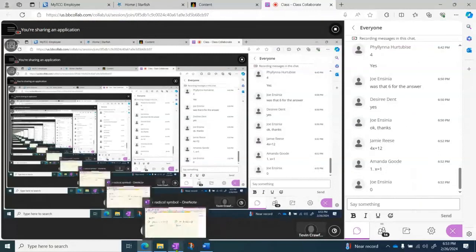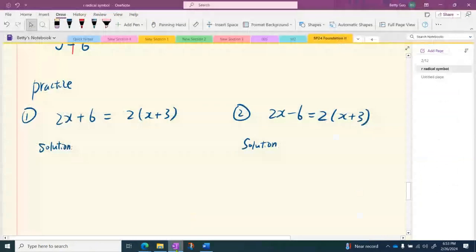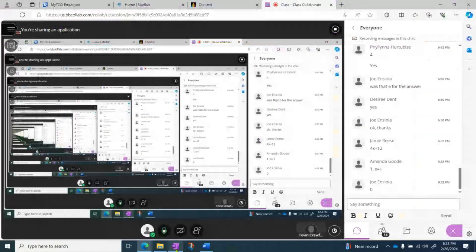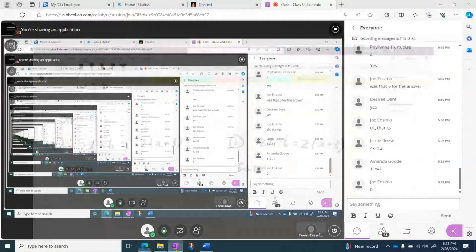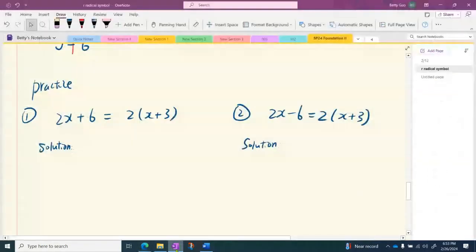Anybody have an answer for the second question? Did you try the second question? So far we are still on solving linear equation in one variable. In this chapter we learn to solve linear equation in one variable and apply it. We also have to cover solving linear inequality in one variable and apply it.